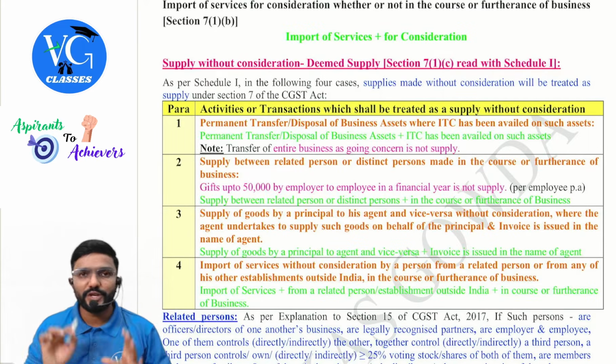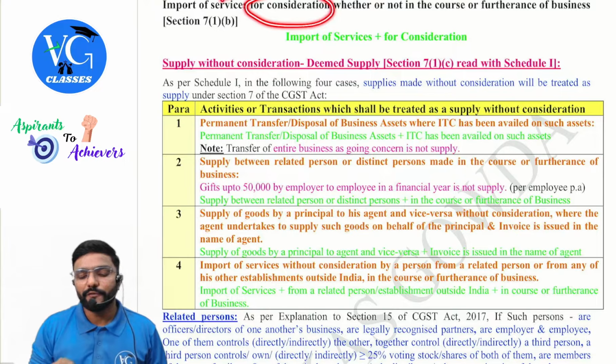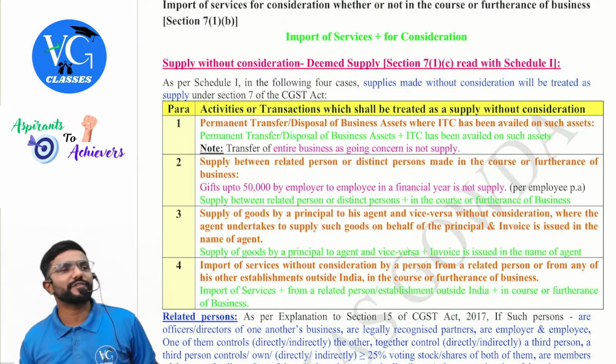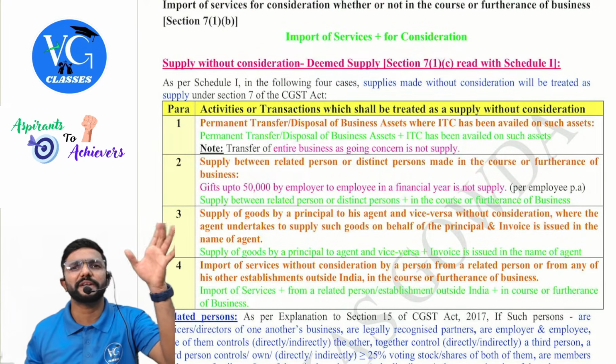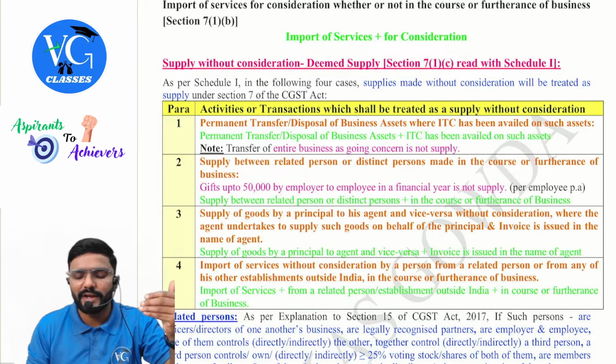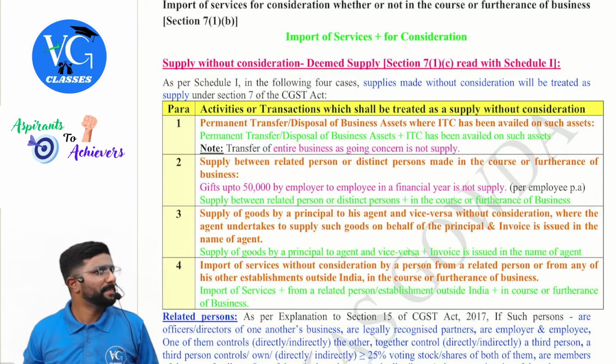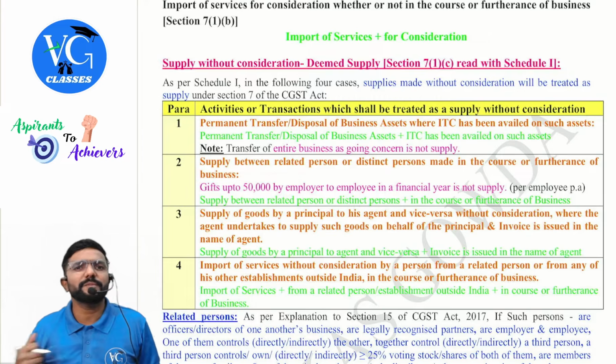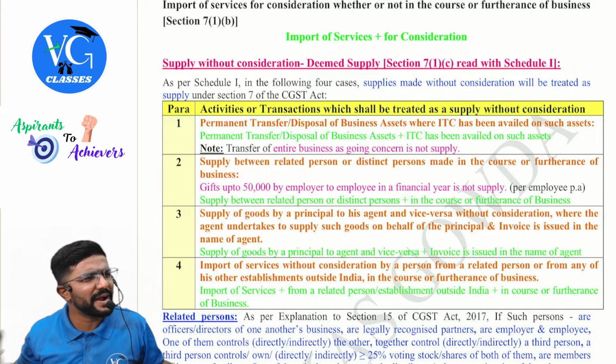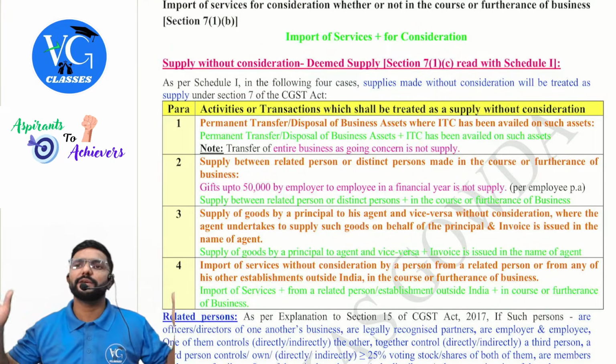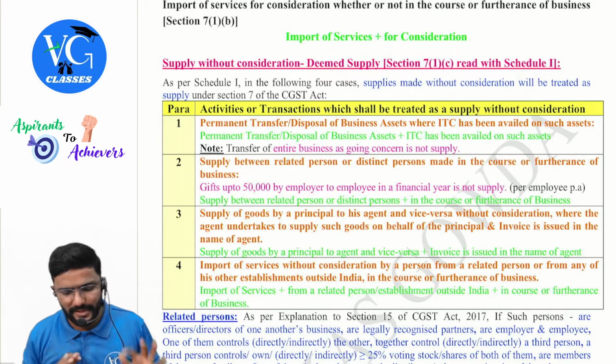Next, import of services for a consideration, whether or not in the course or furtherance of business. Guys, only two checkpoints here. There should be import of service for a consideration. That's all. Sir, for what purpose I have imported the service doesn't matter. Let it be for business, let it be for personal.